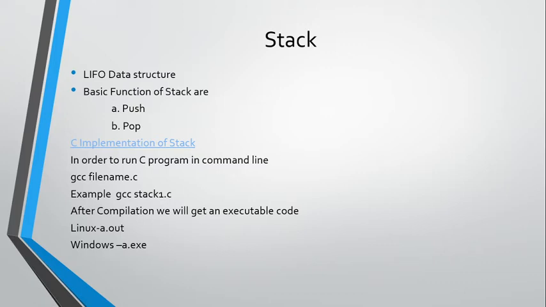After compilation, we will get an executable code. In the case of Linux, it will be in the a.out file by default. For Windows, it will be an a.exe file. So I just want to run that. We will just run that code.